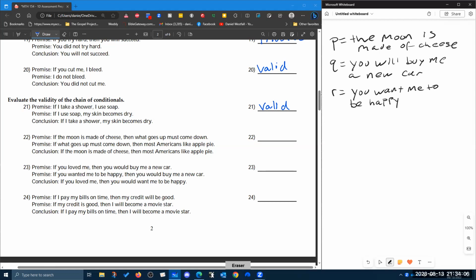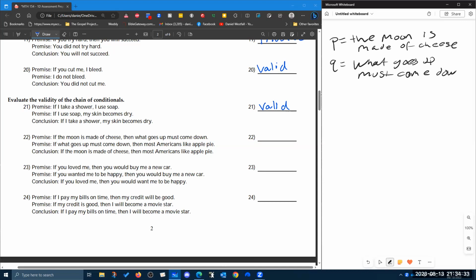sorry, I was looking at two different problems. My fault. 22. If the moon was made of cheese, then what goes up must come down. Let's say that conclusion didn't have anything to do with the moon being made of cheese. So if what goes up must come down, then most Americans like apple pie.